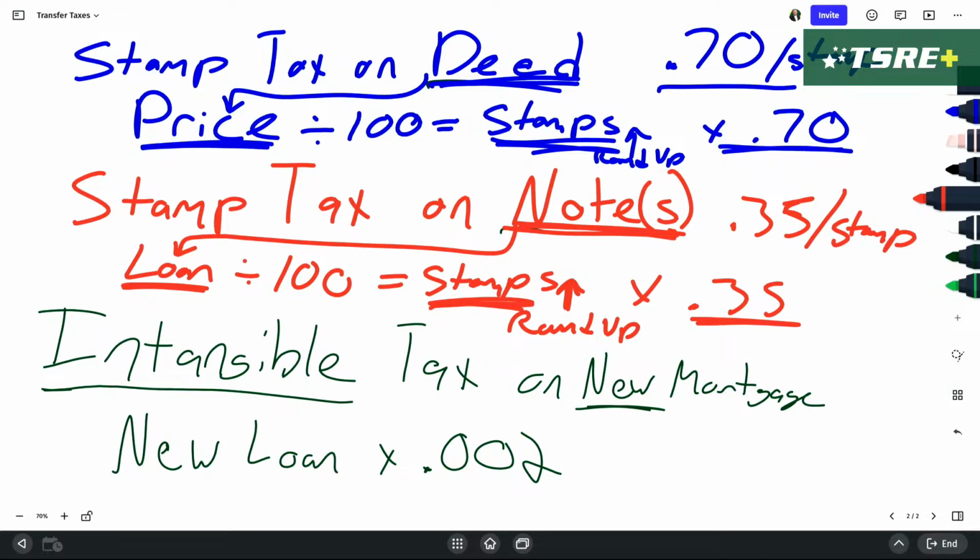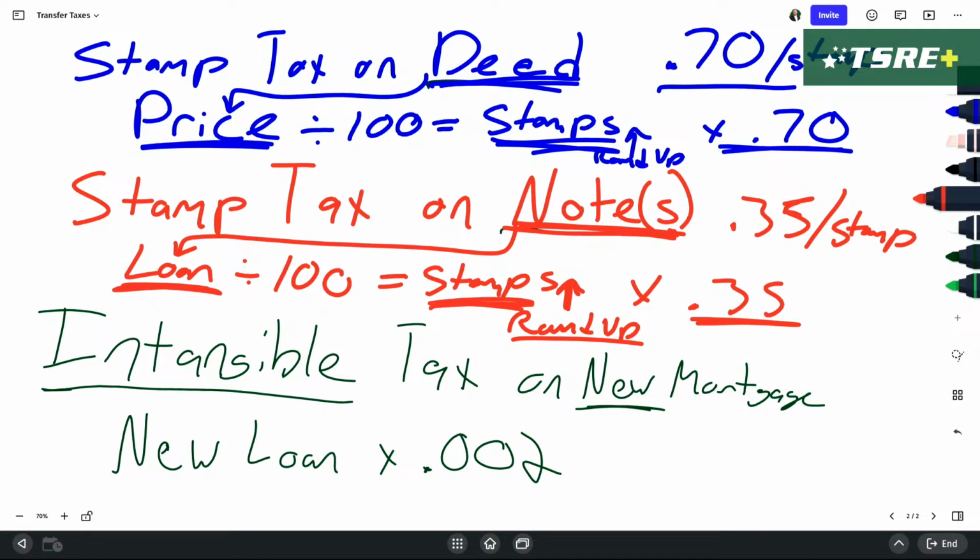And one tip I'll give you on this here, in case there are multiple loans, is to calculate these separately, because you may have to round up twice. And if you have to round up twice, that's the difference of an extra stamp, which can make a big difference between a right and wrong answer. So calculate these separately to avoid that problem.